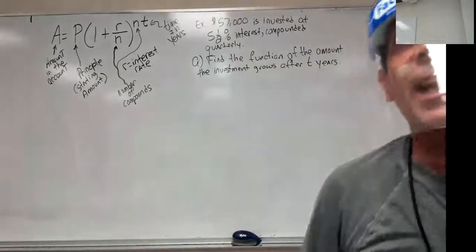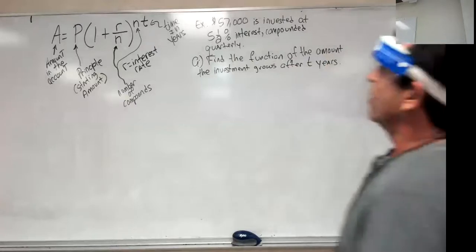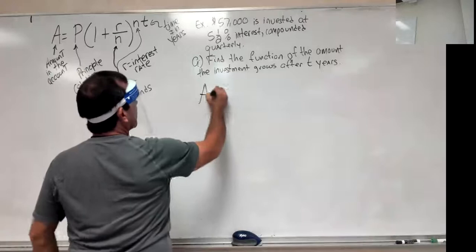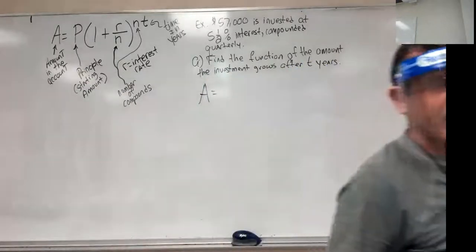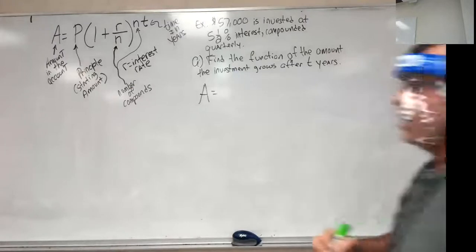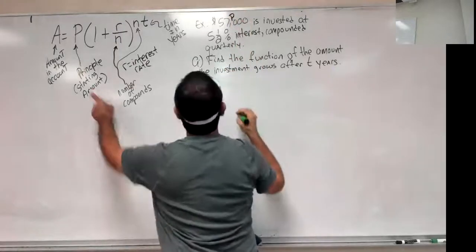So I'm not going to get an actual amount, I'm just going to find the formula that I would use for this data, so that if I did know how many years I was looking at, I can find that data. So we need to come up with this. We know A is going to equal P. So what's my P? $57,000, there you go. Remember, that's going to be the P, because that is my starting amount.